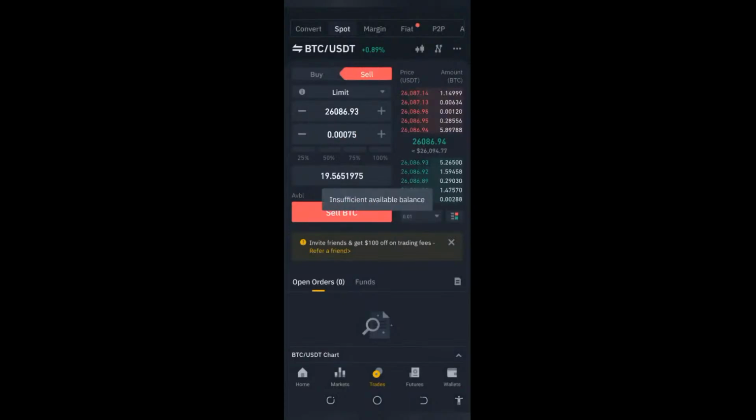I'll go back and check. You can see we're definitely going to be at a loss. It's going to be 19.56. So just imagine what we were supposed to get was 20.62. But what we're getting now is like 90 cents less because we had to listen to the order book. Okay.